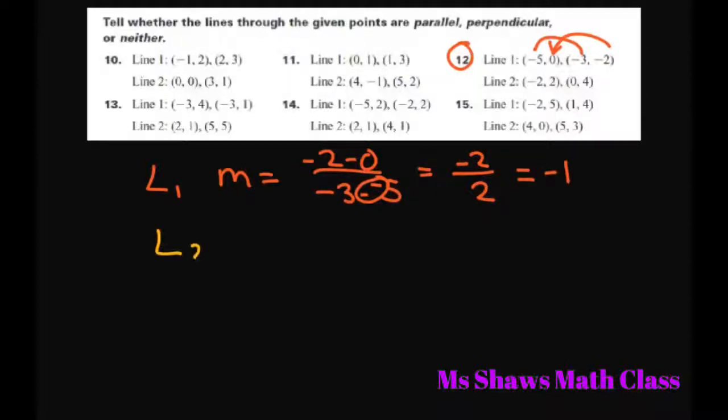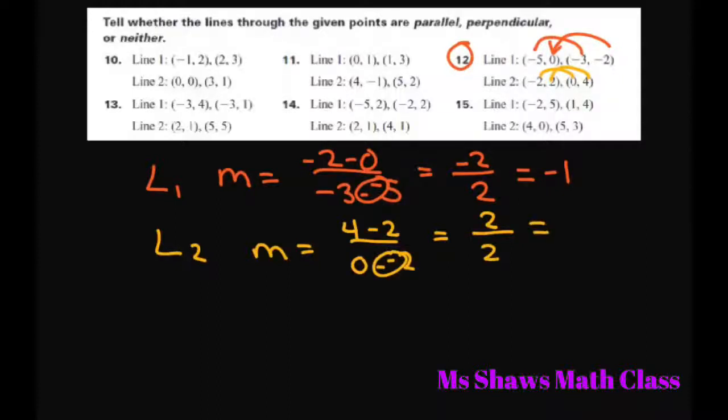And line 2, that's going to be 4 minus 2, and 0 minus a negative 2. And that's going to be 2 divided by 2. 2 negatives make a positive, so that gives you 1. Now in this case, I can put these in fraction form. Let me put that in red here, and put this in fraction form. They are negative reciprocals, so that is perpendicular.